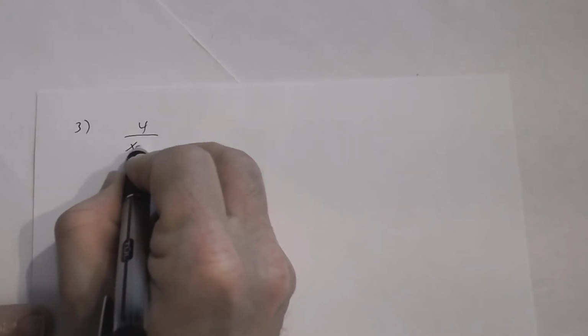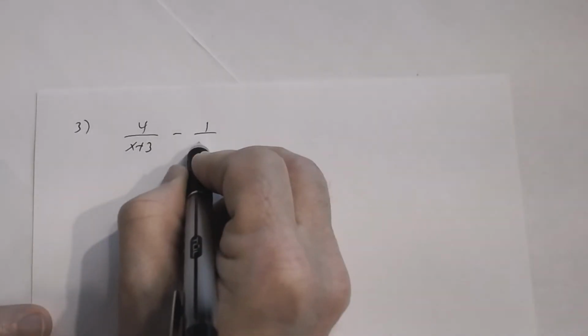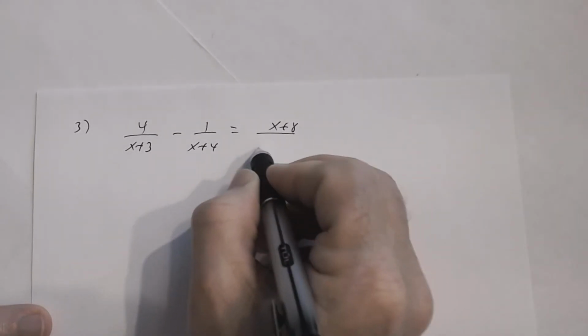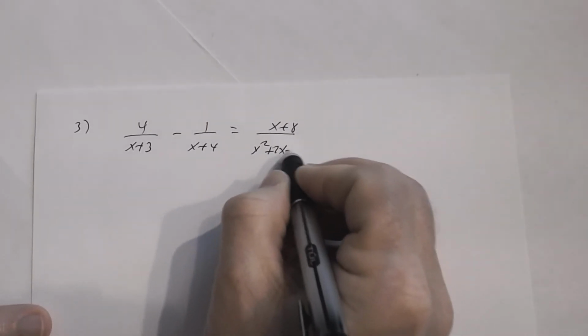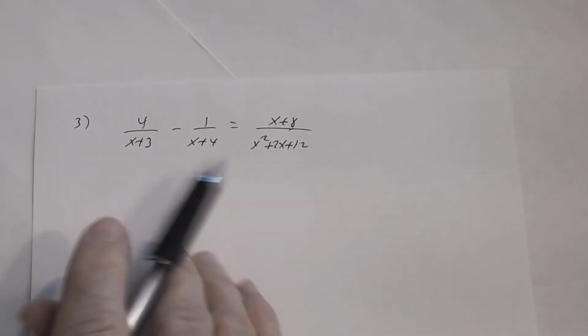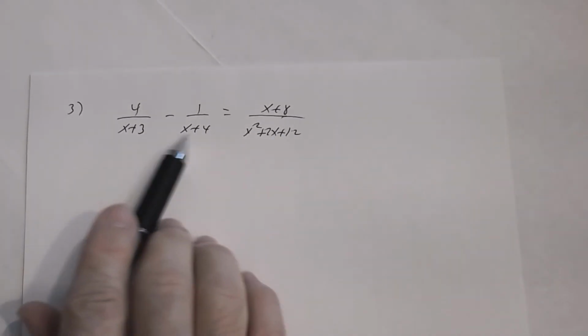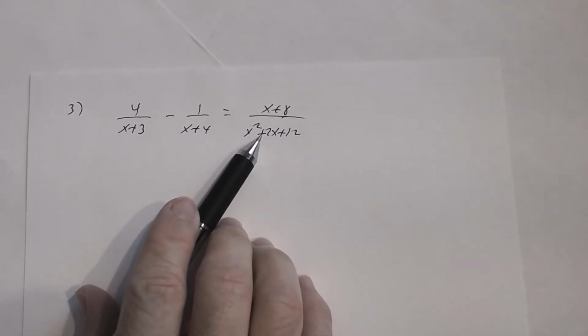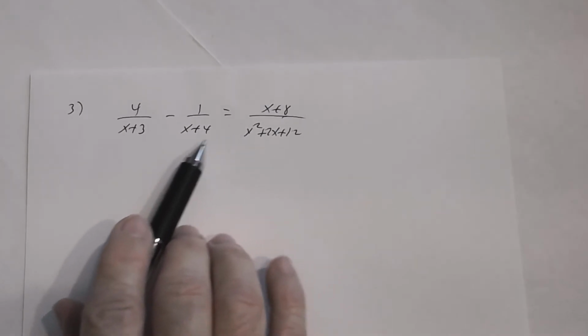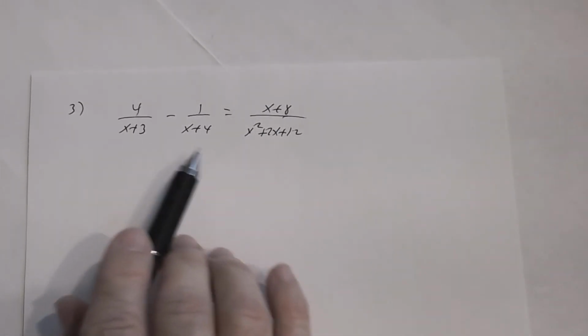Number 3. So this is number 3. We have 4 divided by x plus 3, minus 1 divided by x plus 4, equal x plus 8 divided by x squared plus 7x plus 12. All right? Okay, so we have this rational equation. I have variable expressions in the denominator. So if you're going to solve this rational equation, remember the process that we're using is we're multiplying both sides by the least common denominator.